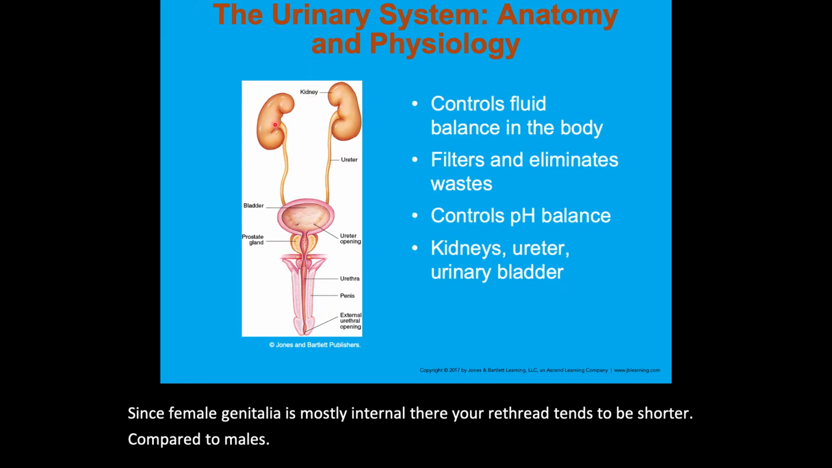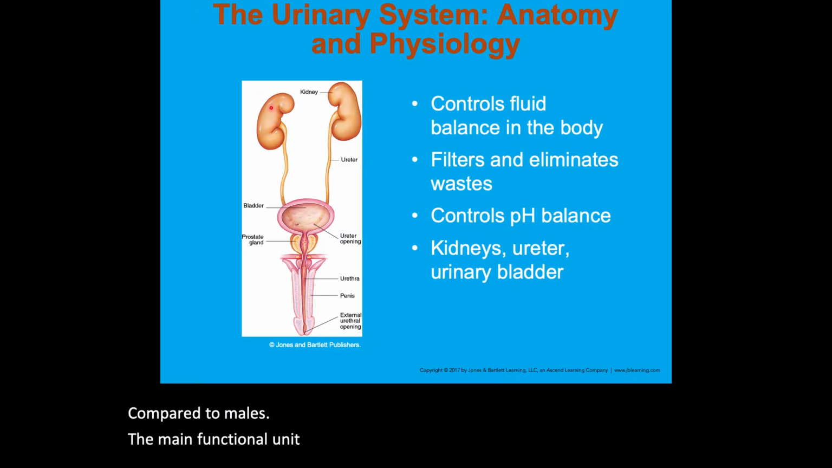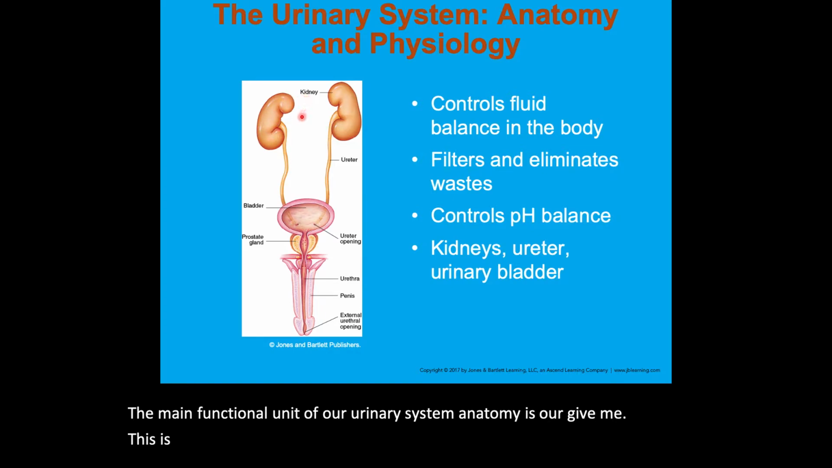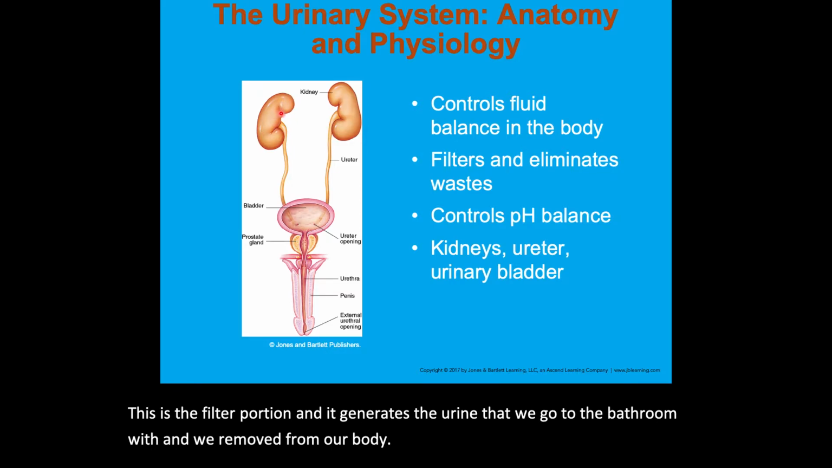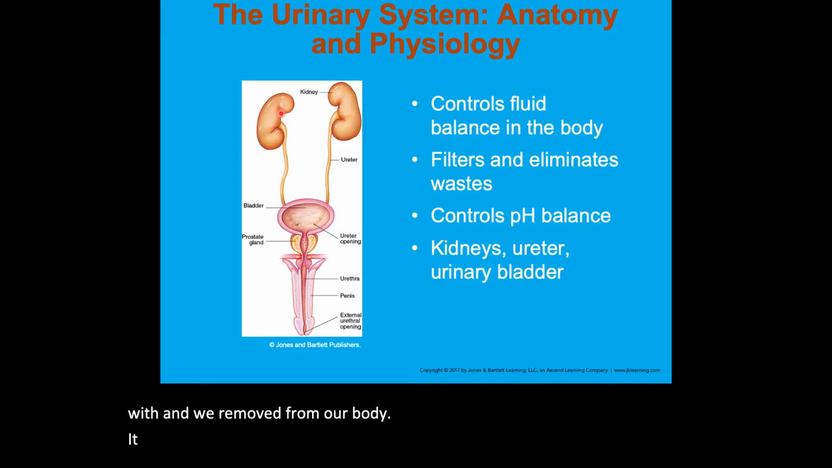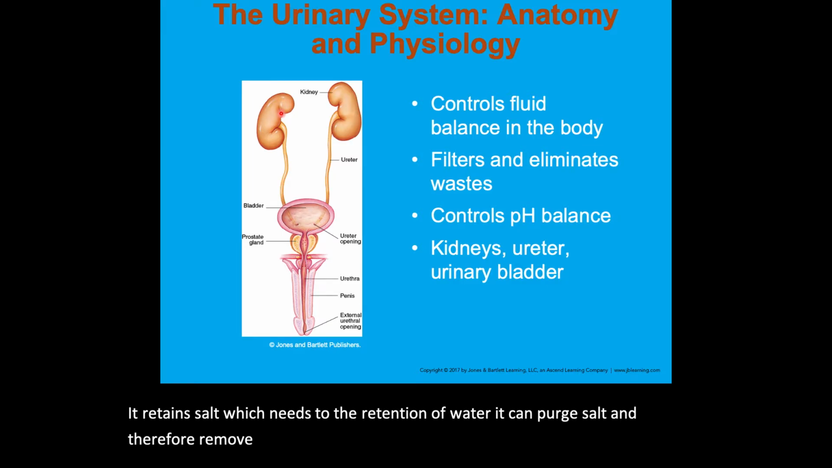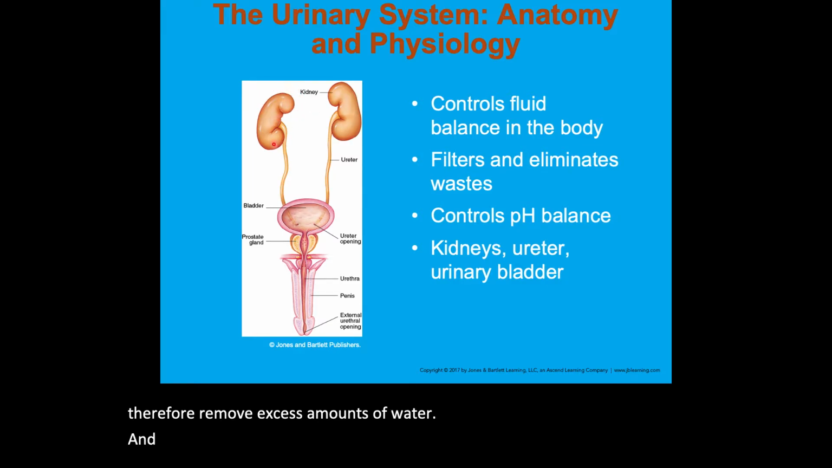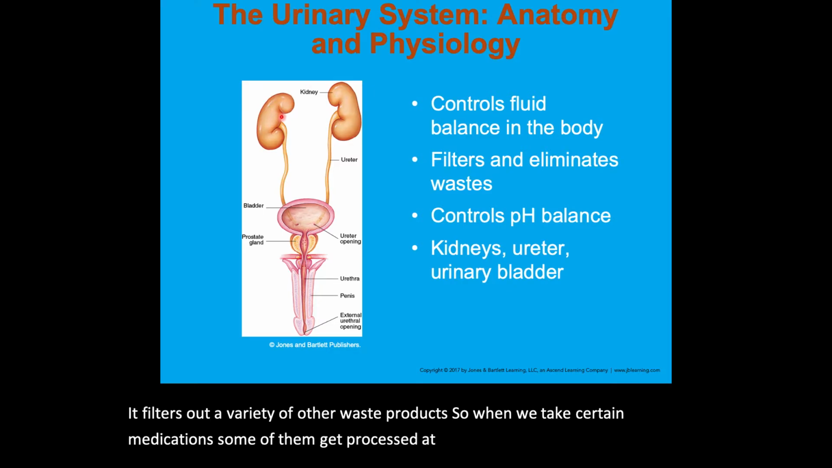The main functional unit of our urinary system anatomy is our kidney. This is the filter portion, and it generates the urine that we go to the bathroom with and we remove from our body. So it retains salt, which leads to the retention of water. It can purge salt and therefore remove excess amounts of water. It filters out a variety of other waste products. So when we take certain medications, some of them get processed at the liver or the level of the kidneys.